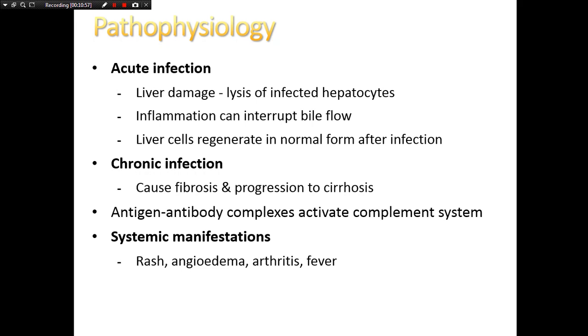There's also an antigen-antibody complex reaction that's going to activate the complement system. So when the antigens and the antibodies form, they can develop immune complexes, and it's going to activate the complement system. So some of the manifestations when that happens is you're going to see a rash, possibly angioedema, polyarthritis, and fever.